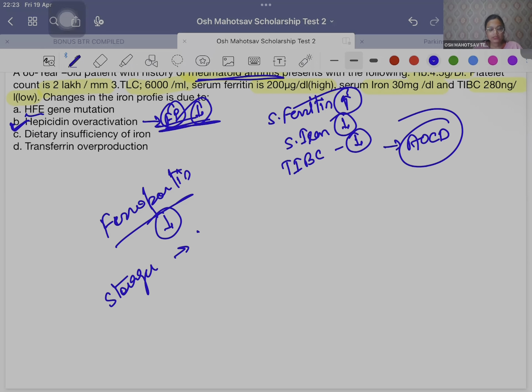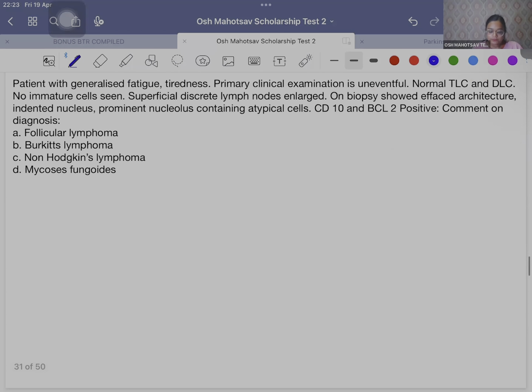If you know the HFE gene, we will see it in hemochromatosis. Dietary insufficiency of iron is iron deficiency anemia. There is nothing like transferrin overproduction.